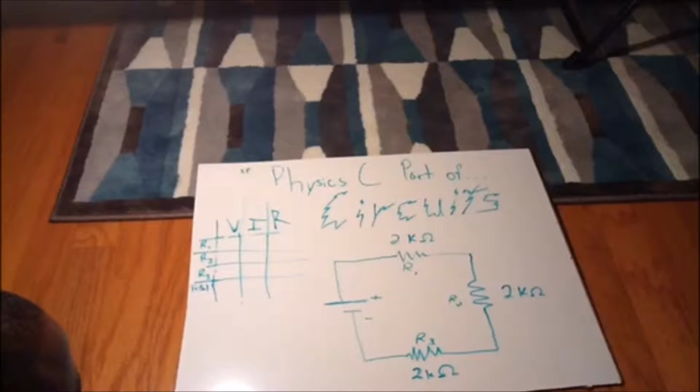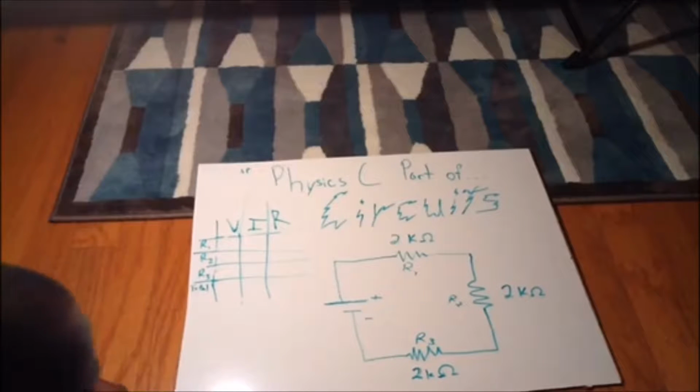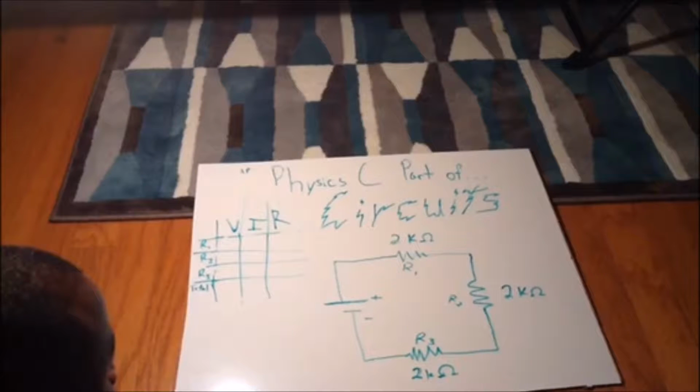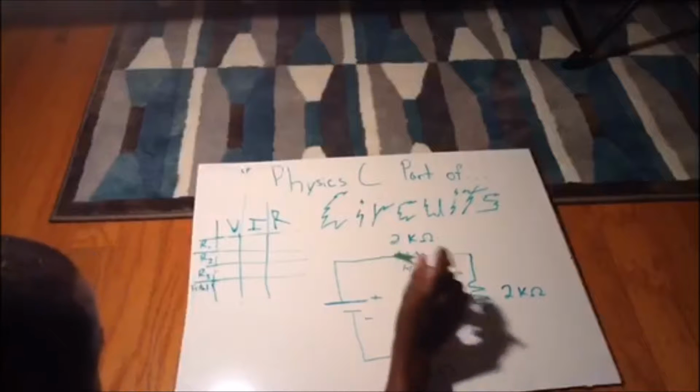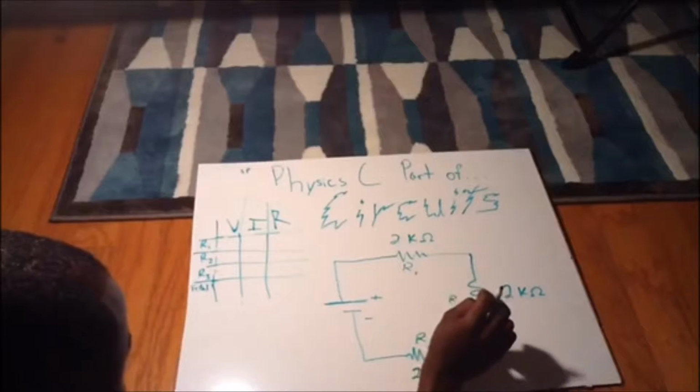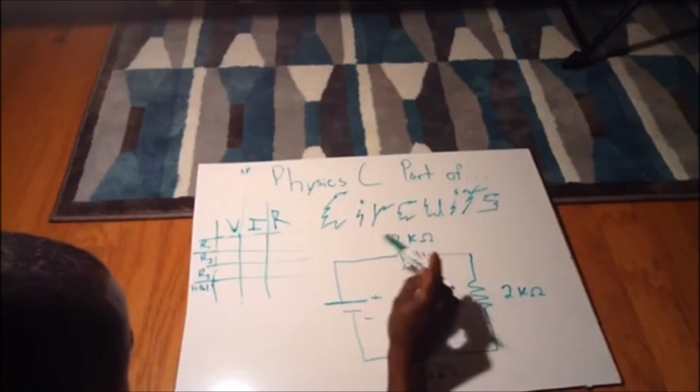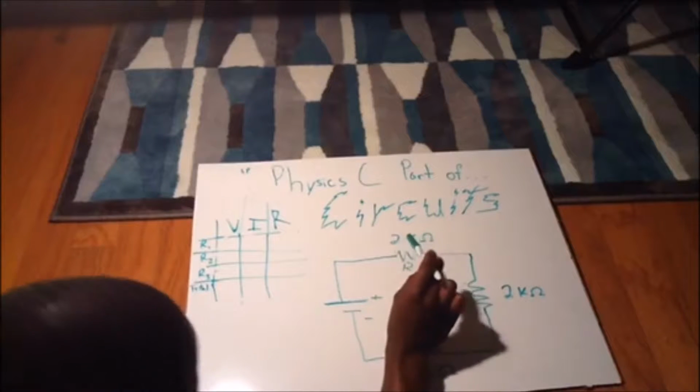Alright guys, so here's an example of the Physics C math kind of part of circuits. This is a series circuit example. So here we see all circuits connected in one path. Series, essentially the definition of a series circuit.